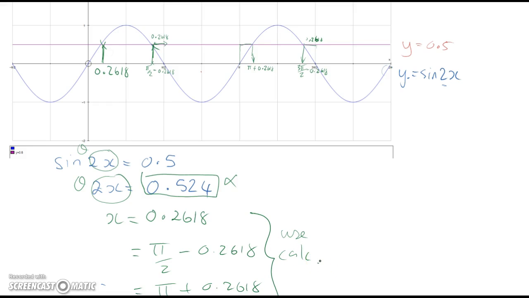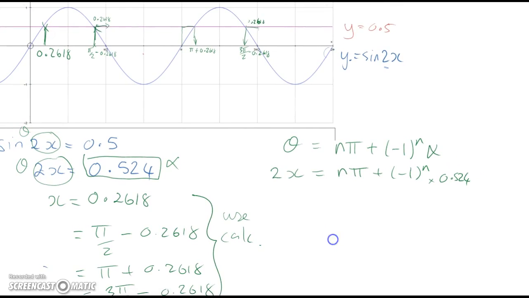Okay. However, in our internal assessment, we do need to write the general solution. So let's remember back. We know if theta is equal to n pi plus negative 1 to the n times alpha. Again, alpha is my 0.524, and theta is this whole 2x part. So I've got 2x equals n pi plus negative 1 to the n times 0.524.